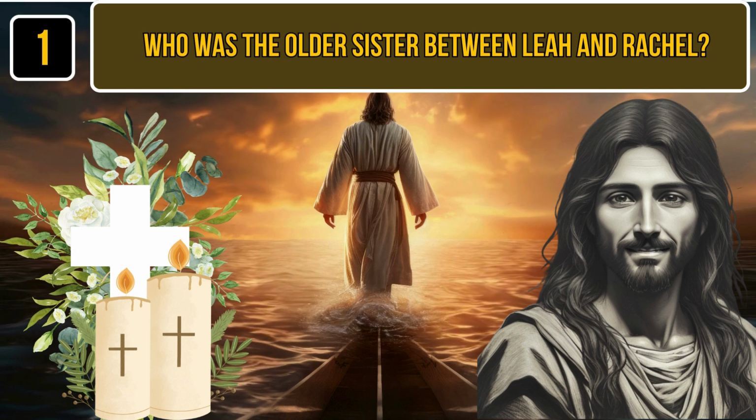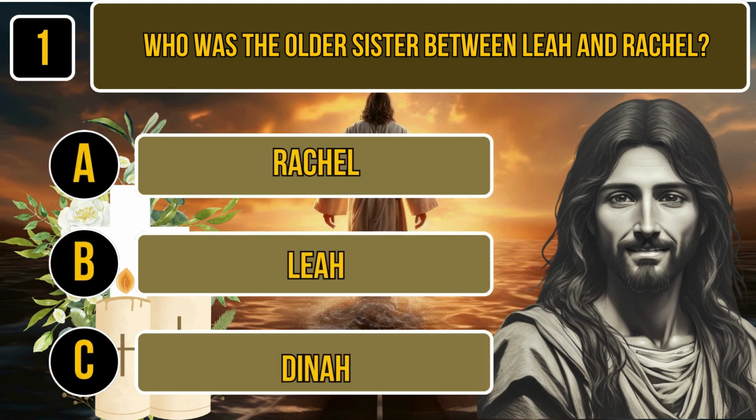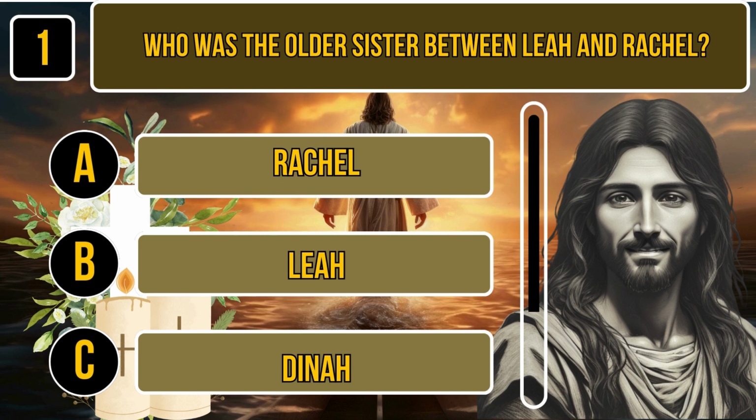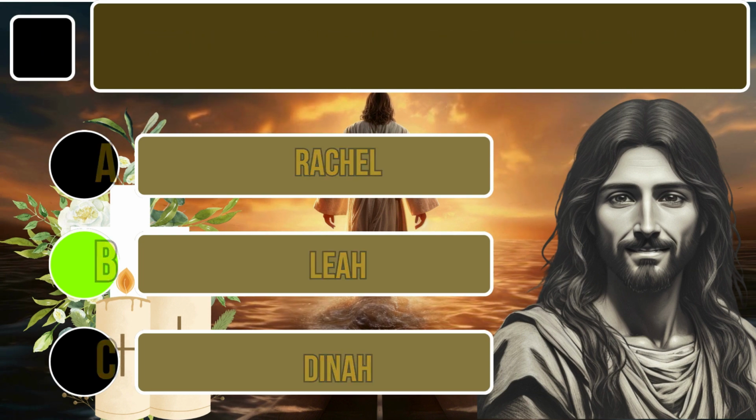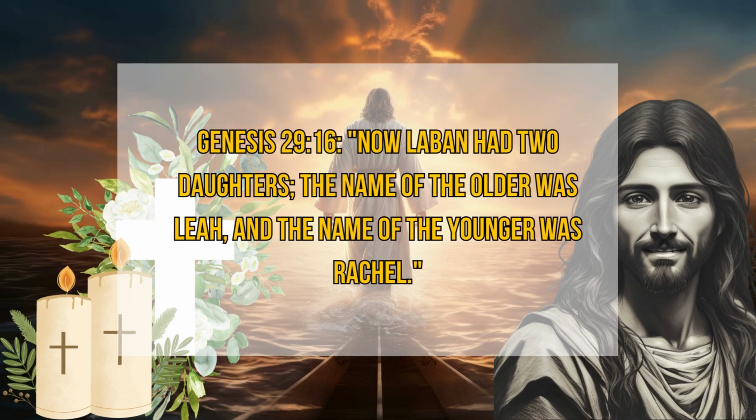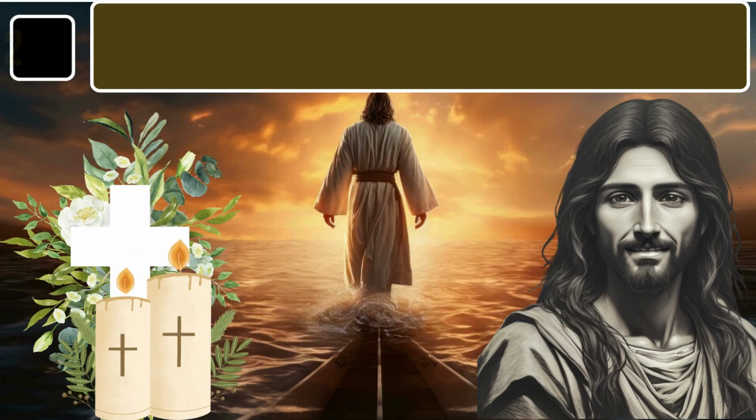Question number 1. Who was the older sister between Leah and Rachel? A. Leah. B. Rachel. C. Dinah. Time for thinking. The correct answer is Leah. Genesis 29:16. Now Laban had 2 daughters. The name of the older was Leah, and the name of the younger was Rachel.